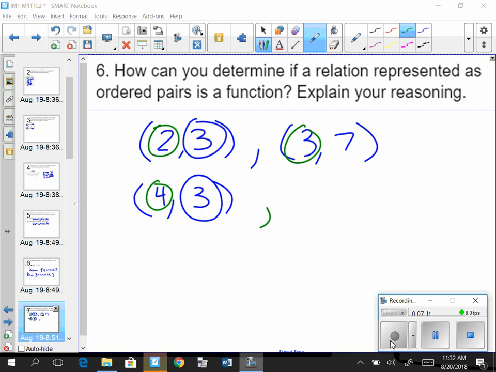I could mess this up and not be a function anymore if I chose (2, 5), let's say, because then I have 2 as my input two different times, and they do not have the same output. So if I just keep the blue, that's a function. As soon as I add this last ordered pair, (2, 5), that's not a function. Again, you should be writing a sentence saying something about how, for a function, every input has to go to one and only one output.